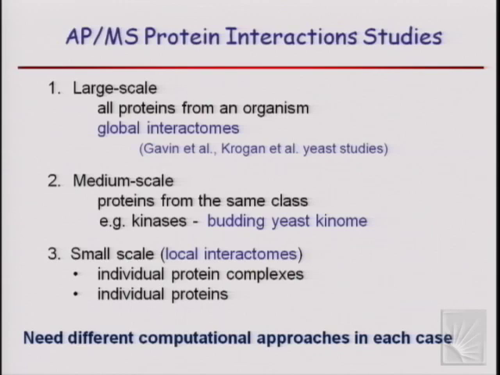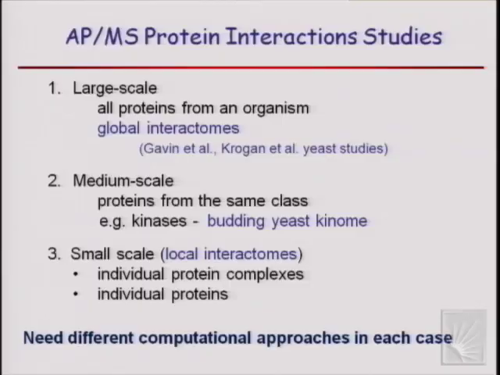But what I want to say again is that we need a different computational approach in each case. And a lot of the papers that are published are on global interactomes, where you can utilize the topology of the network. It's a very different approach: if you have a lot of proteins, each protein is profiled in multiple replicates, and each protein that appears in the network is used as a bait itself, then you can utilize the methods that were developed for yeast two-hybrid and AP-MS global studies. But in our experience, none of those methods really apply to medium or small scale studies.